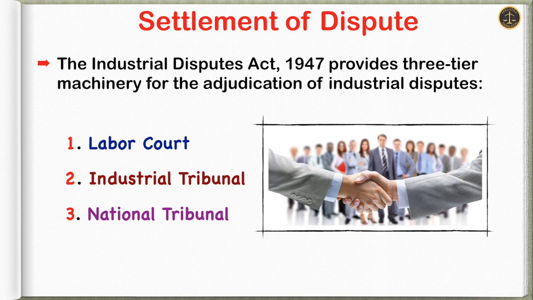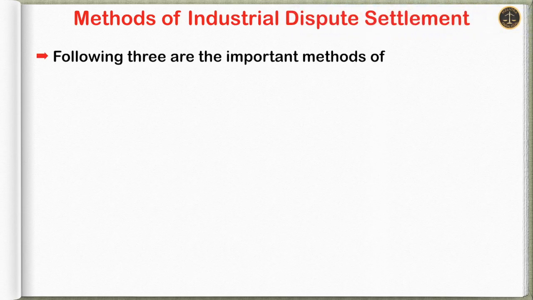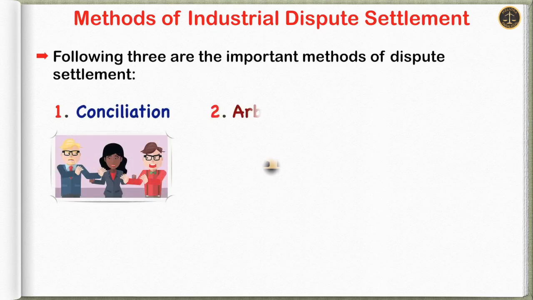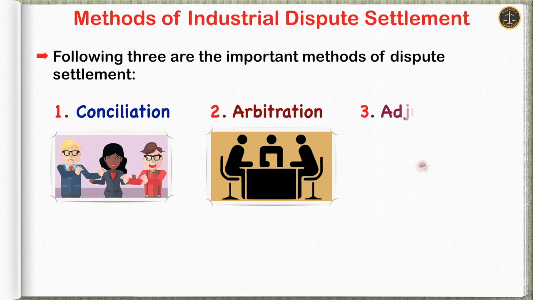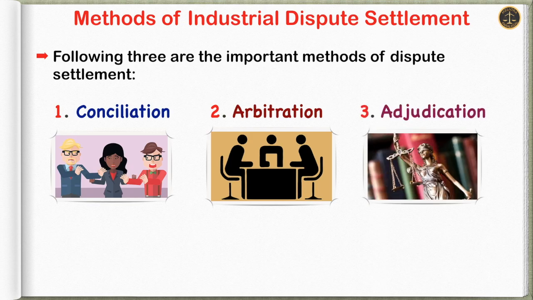Next, methods of industrial dispute settlement. Following 3 are the important methods of dispute settlement: conciliation, arbitration, and adjudication.